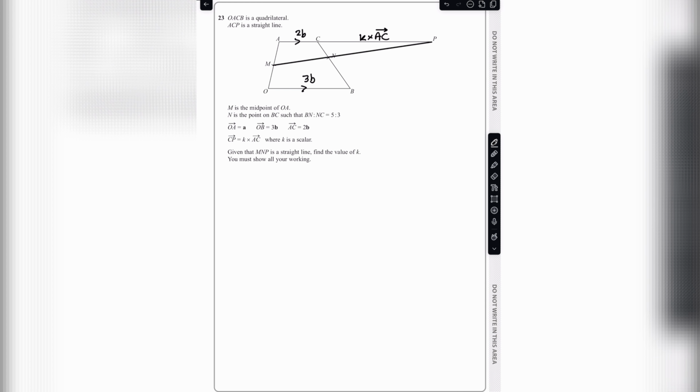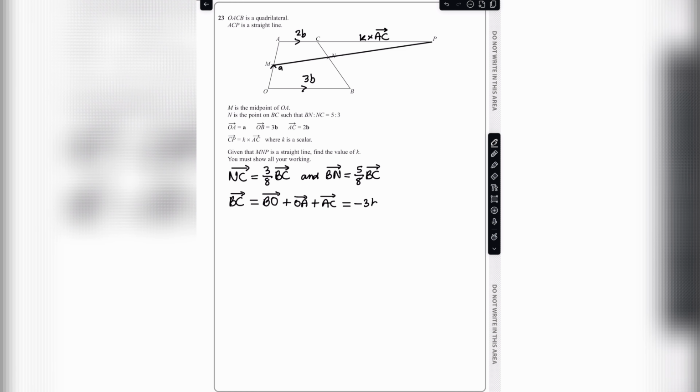And given as BN to NC is in a ratio of 5:3, this means that BC can be split into 8 parts, in which 5 parts belong to BN and 3 parts belong to NC. So NC equals 3/8 of BC and BN equals 5/8 of BC. And to determine the vector BC, I can go from B to O, O to A, and A to C, and that equals minus 3B plus A plus 2B, giving us A minus B. And now that I have this vector for BC, I can write NC and BN in terms of A and B.